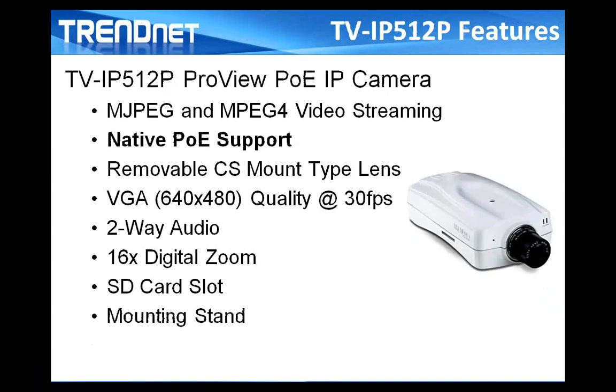The TVIP 512P is our ProView PoE IP camera. The difference here is there are no antennas, and it does have the native PoE port on the back. You can use a PoE injector, for example our TPE101i, or you can use a PoE switch, for example our TPE-80WS, to power the camera as well as provide data to it, so you can stream video and power the camera through one single cable. It does have the removable CS mount type lens, VGA resolution, two-way audio, 16x digital zoom, SD card slot and mounting stand. Same as the WN, just with the PoE support now.